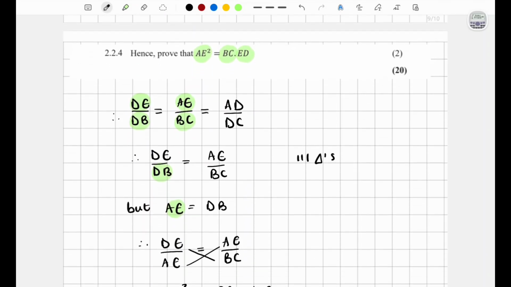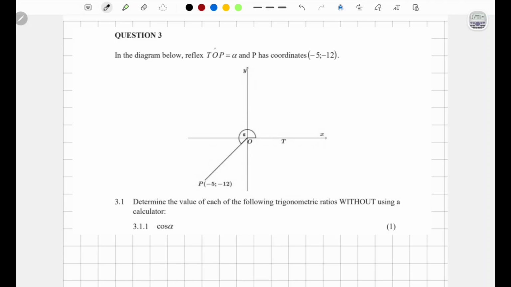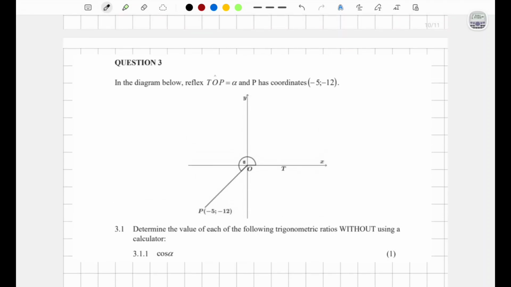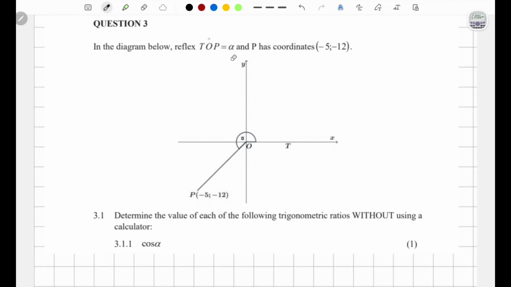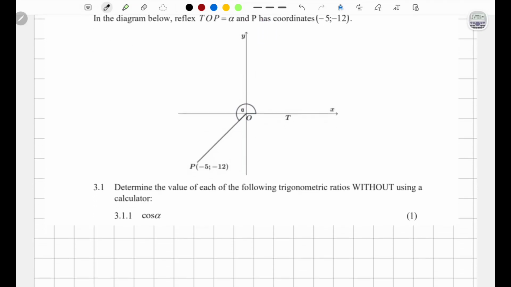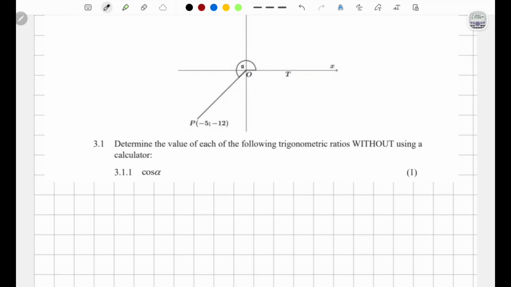Okay, so that is it for question 2. And then we move on to trigonometry in question 3. Then finally, question 3, which is the last question for this paper. It says, in the diagram below, we have a reflex TOP. So TOP, that reflex angle, is equal to alpha, and we have P as a coordinate, which is (-5, -12). First question, we have to determine the value of each of the following trigonometric ratios without using a calculator.